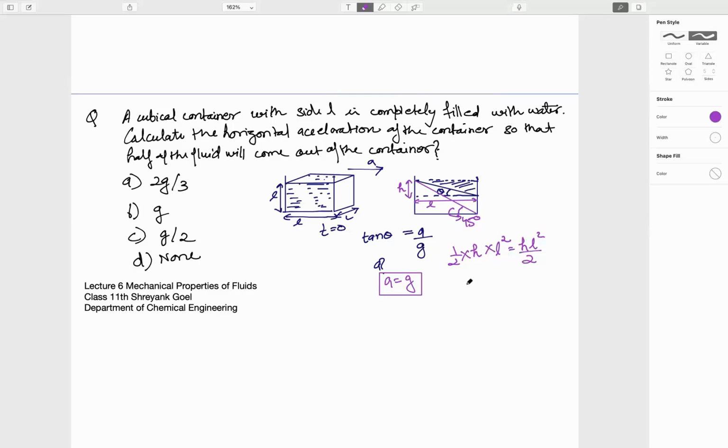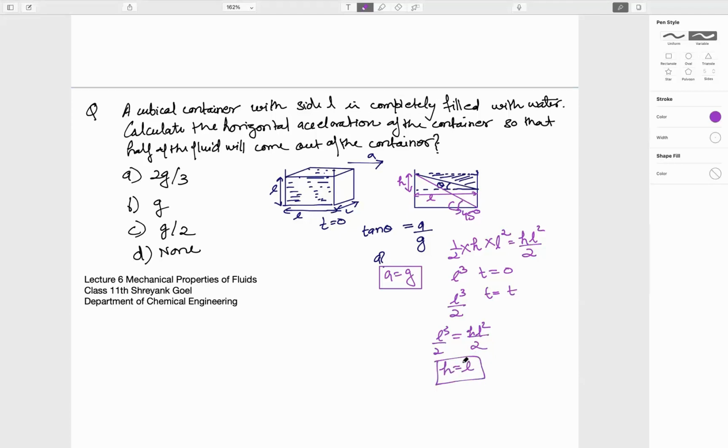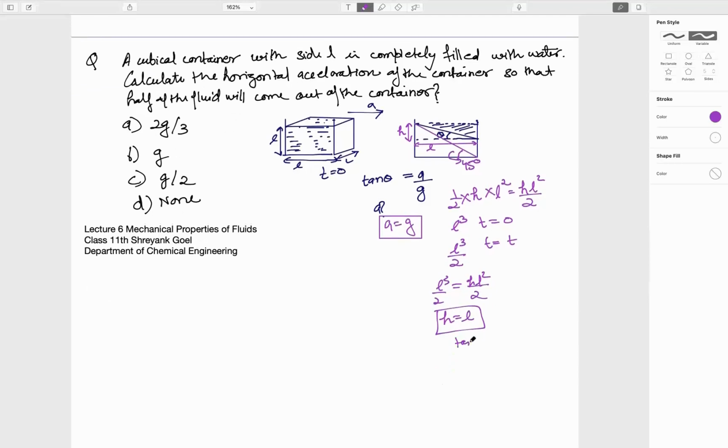So the total initial volume at t equals 0 is L cube. At some time t, we want to find out L cube by 2. So L cube by 2 should be equal to H L square by 2. And from here we get H equals L. And we know when H equals L, then tan theta is H by L, which is L by L, and that is 45 degrees.